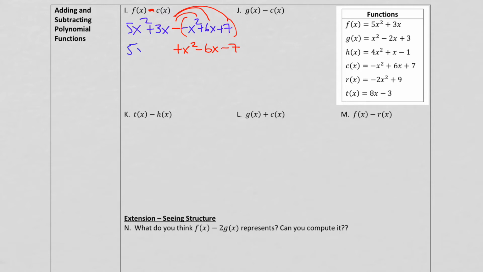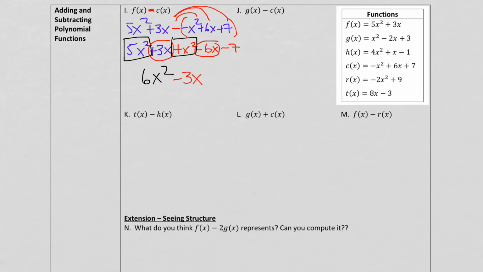This was not done when we added, but when we subtract, we have to do this first step before we combine things. Once we're here, all I have to do is combine like terms. I scan the question. I see a 5x squared and a 1x squared. Those are like terms. So 5 plus 1 is 6x squared. I see 3x and a minus 6x, so I can combine those. 3 minus 6 is minus 3x.